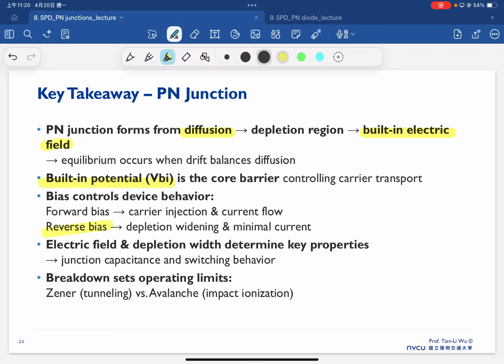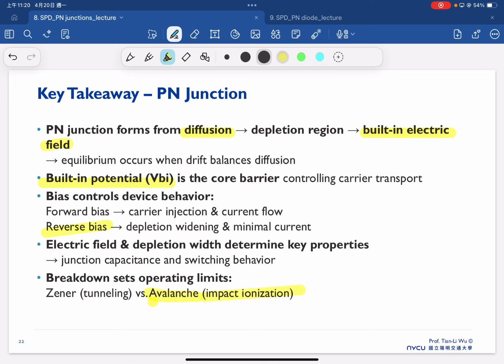In the next one we'll talk about forward bias, and how the current is formed. In reverse bias, we have a very wide depletion region and a very large barrier, and that causes a very limited current. We also have the concept of capacitance and the breakdown mechanism, especially the very important one called avalanche. This is the phenomenon where electron-hole pairs can be continuously generated, and sometimes we also call this phenomenon impact ionization.